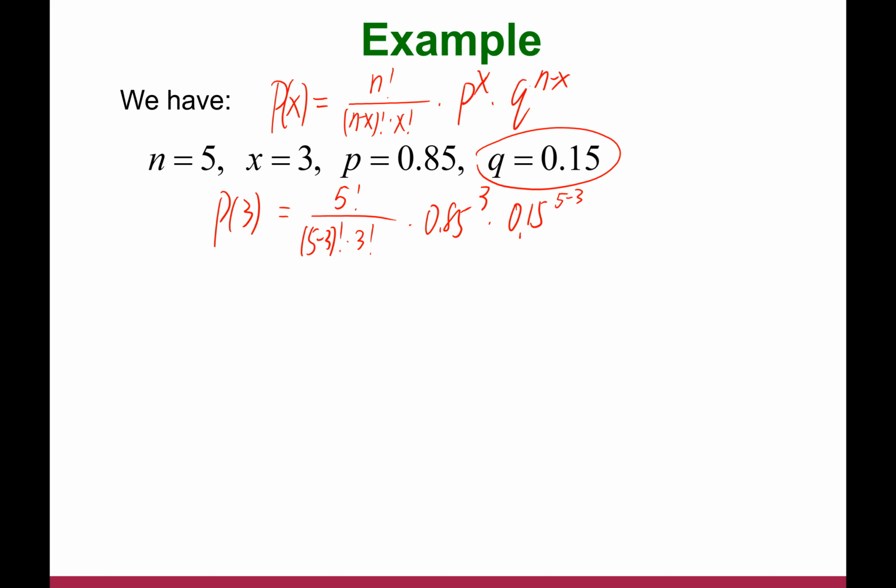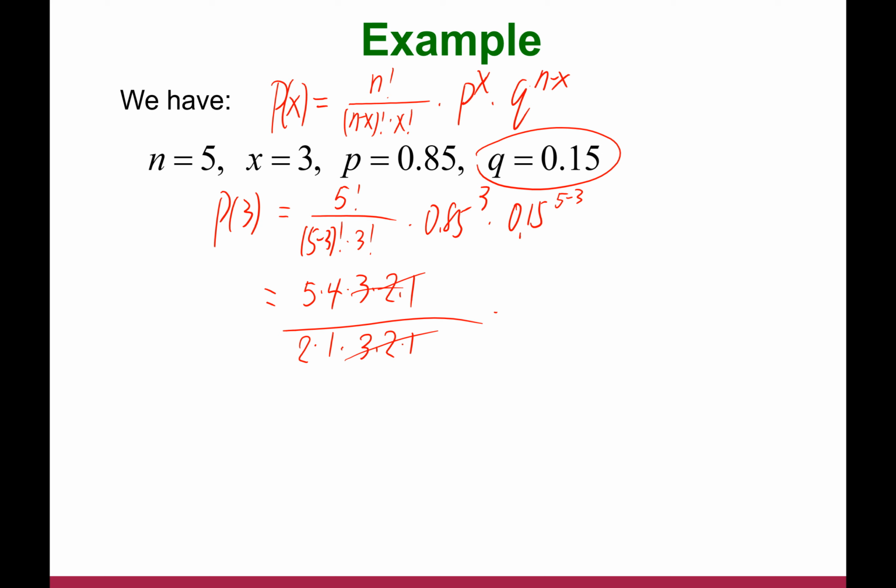If you simplify this, 5 factorial is 5 times 4 times 3 times 2 times 1. This is 2 factorial, and 3 factorial is 3 times 2 times 1. 2 factorial is 2 times 1. Again, we cancel all these numbers after 3. 5 times 4, 20 over 2 is 10.